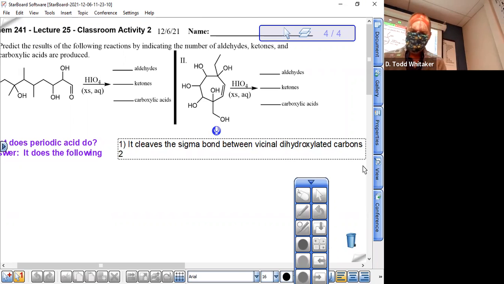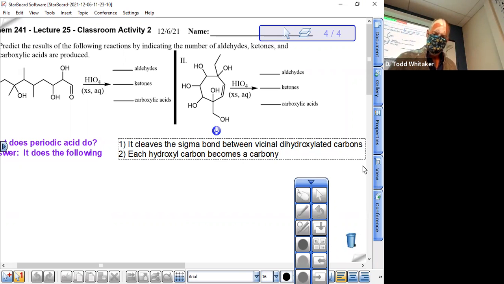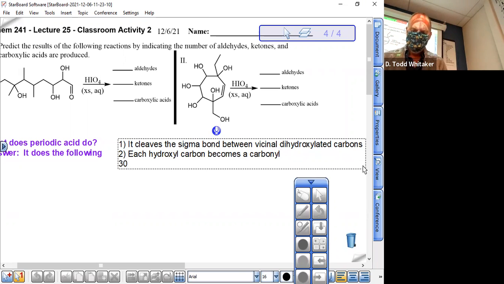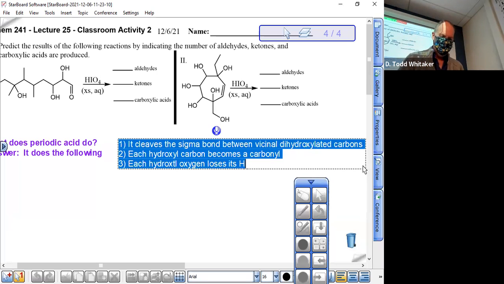Two, each hydroxyl carbon becomes a carbonyl. Three, each hydroxyl oxygen loses its H. There's a good summary of all the things that happen.